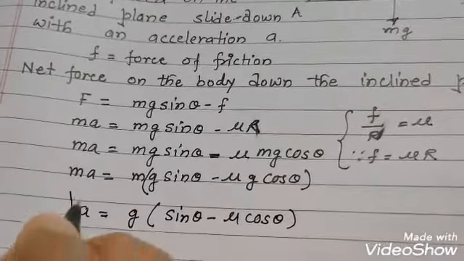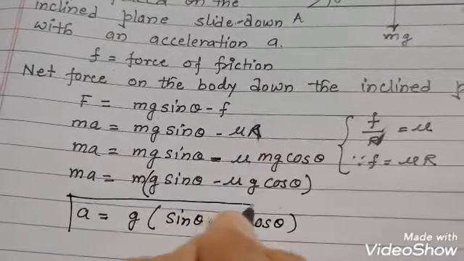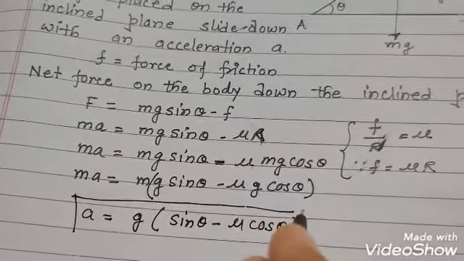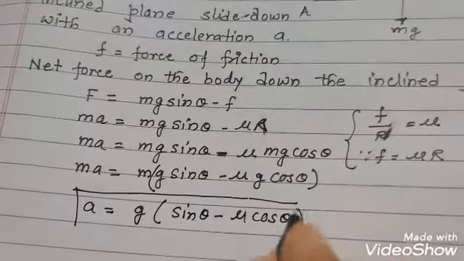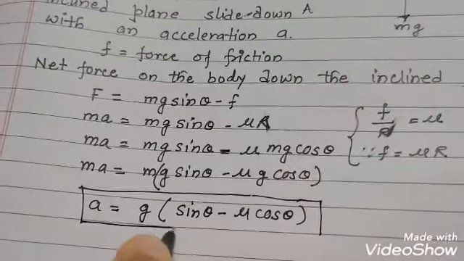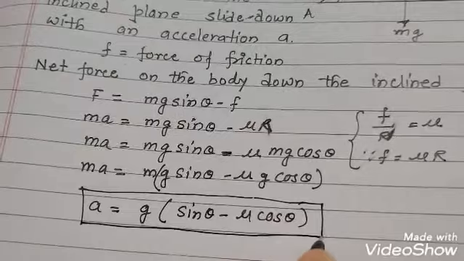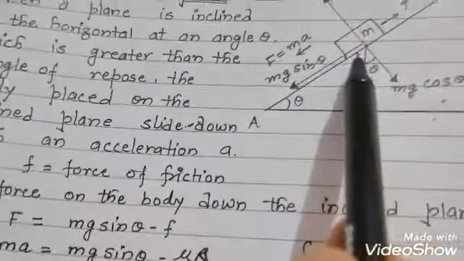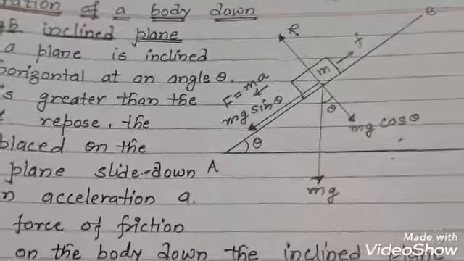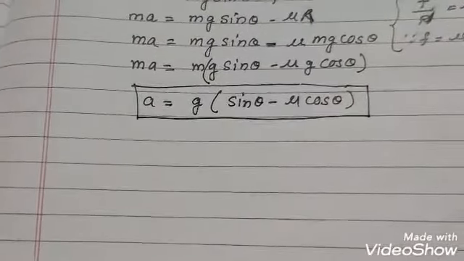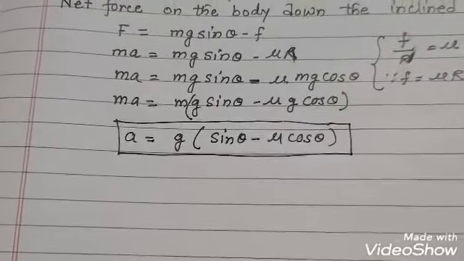So this will be the acceleration produced on the body which is sliding down on this rough inclined plane. So the acceleration is equal to g sin theta minus mu cos theta.